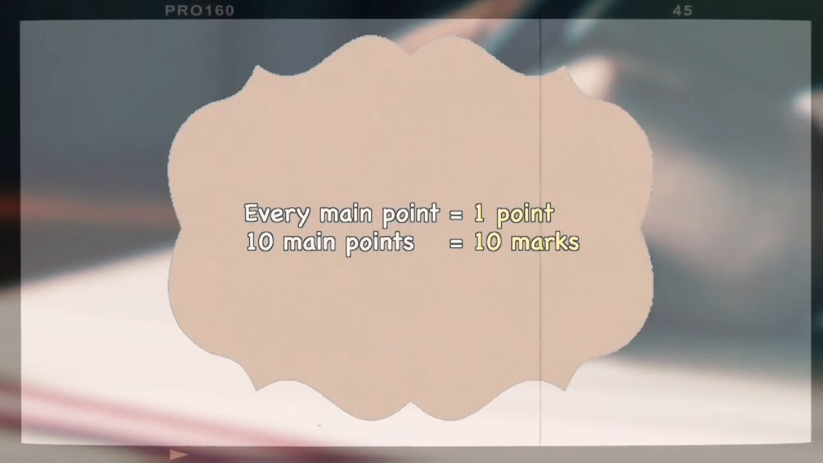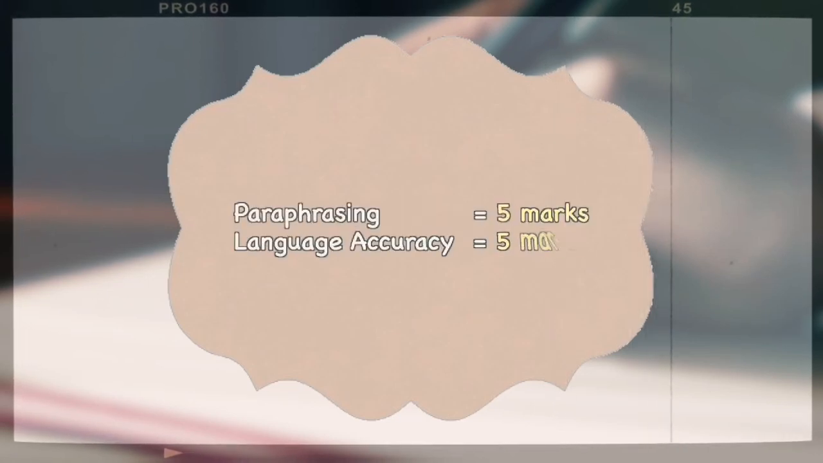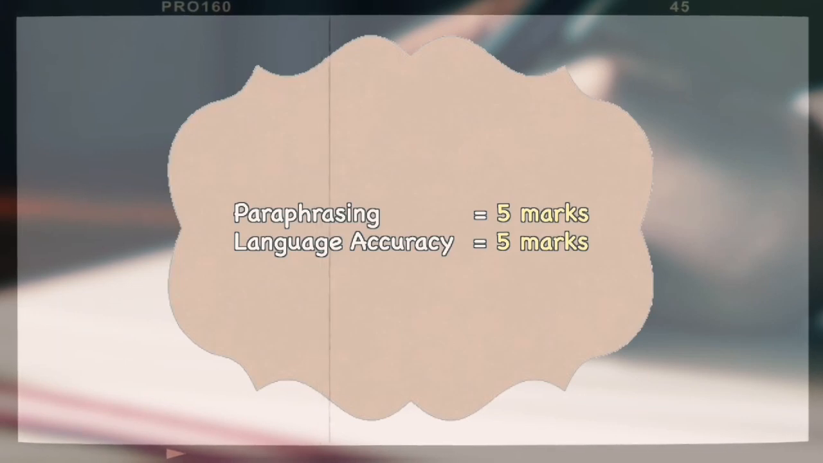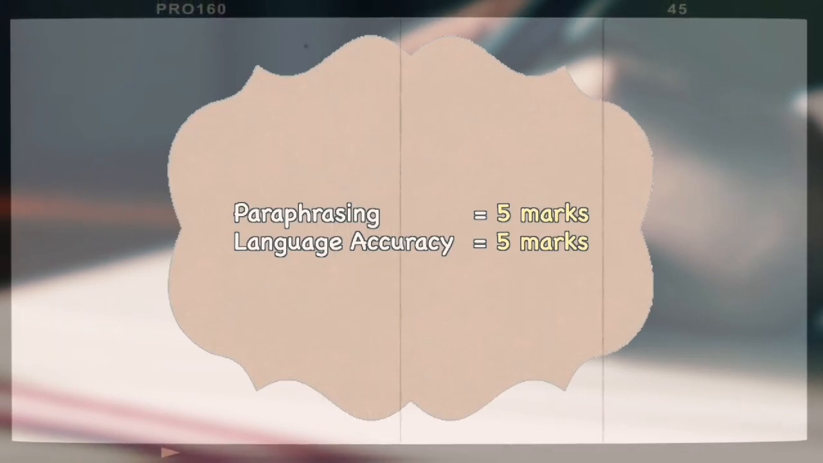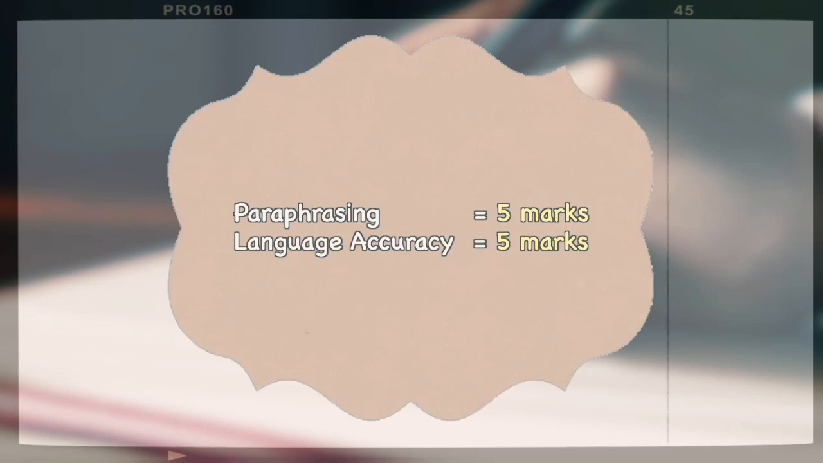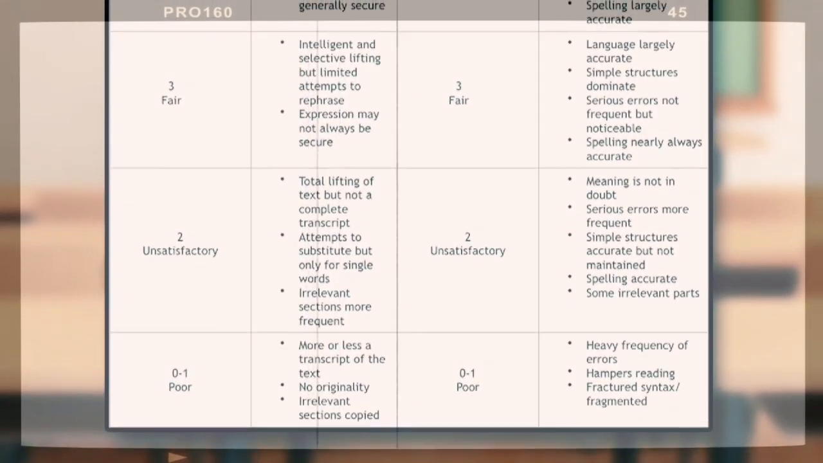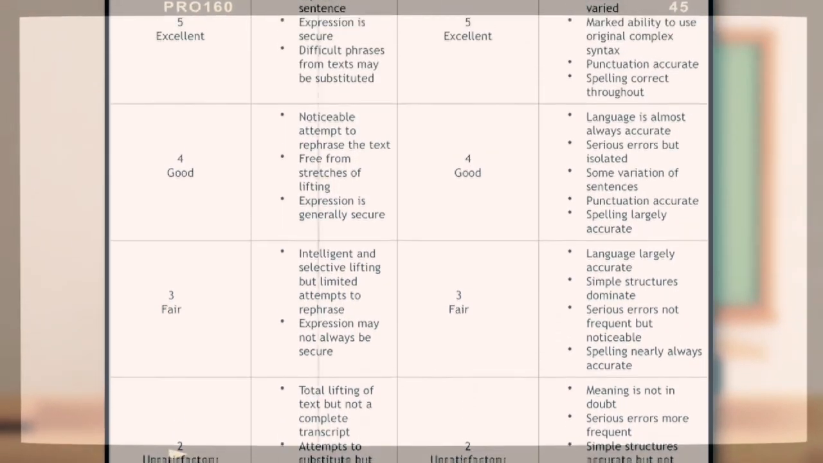Language is divided into the ability to paraphrase and use language accurately. 5 marks are allocated for paraphrasing and the remaining 5 marks for use of language. The total marks for paraphrasing and language accuracy will be halved before being added to the marks you get for the main points.